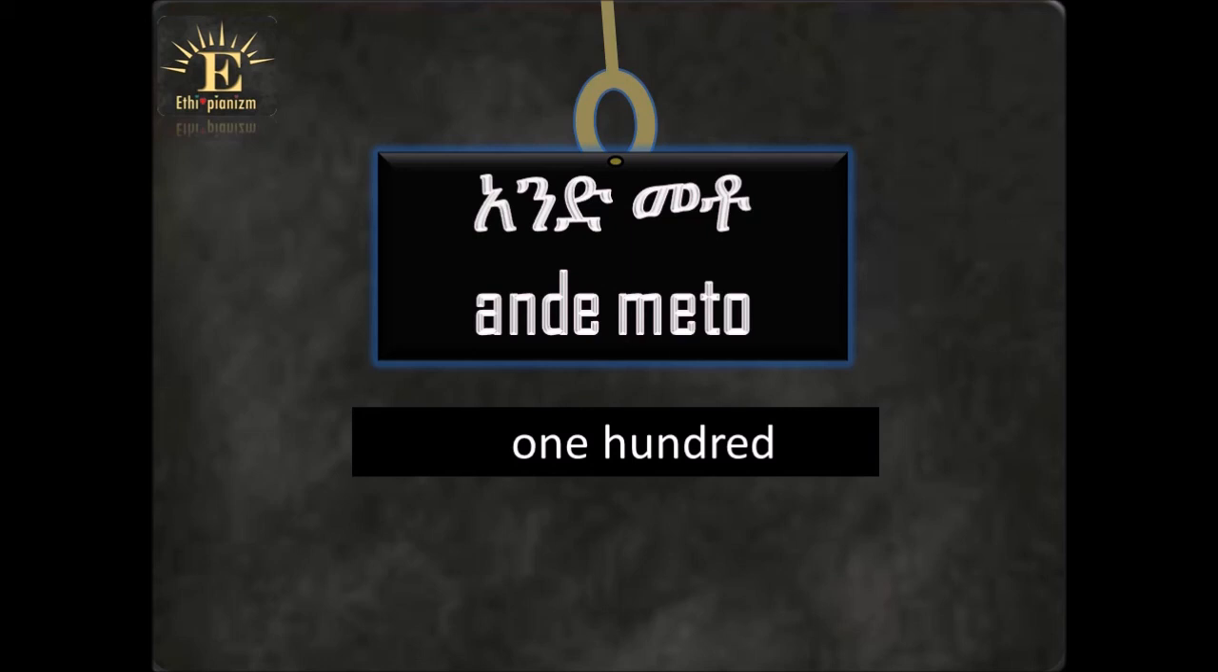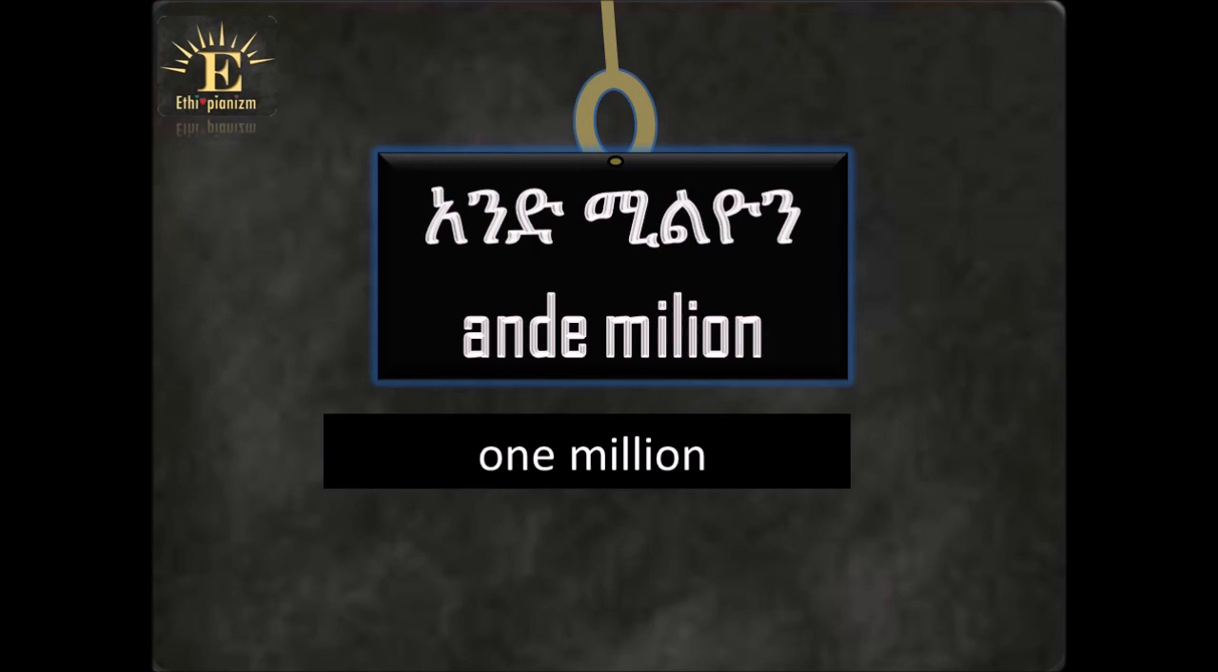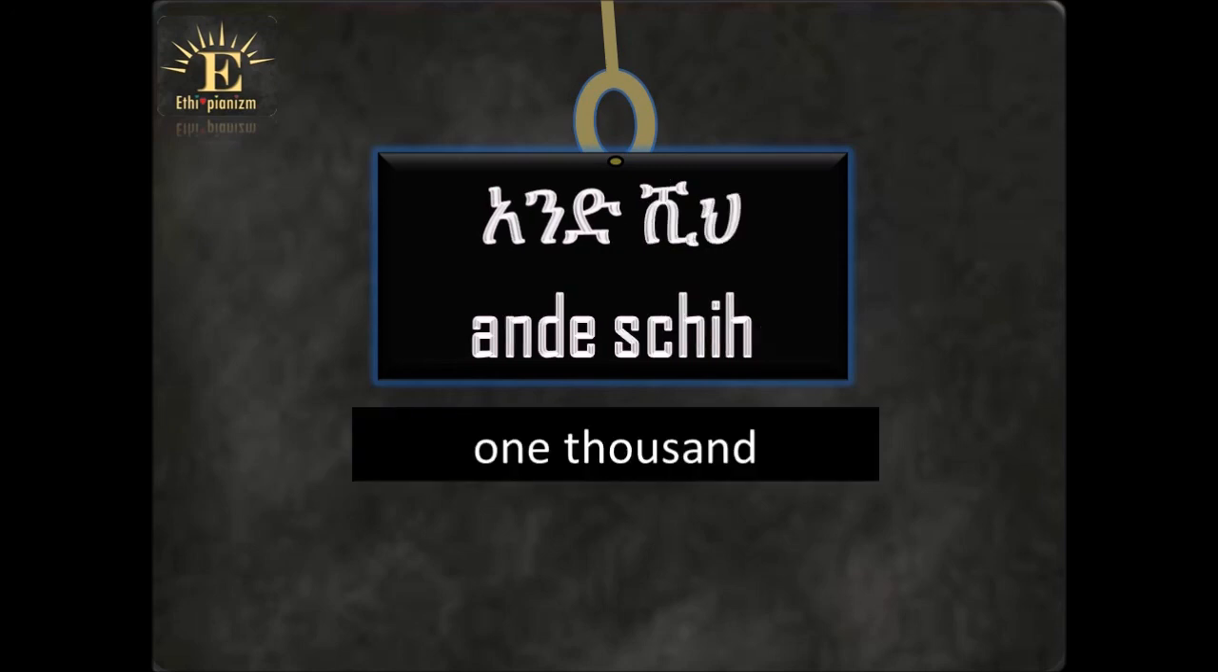And meto is 100. So 100 is meto. And million is 1 million. And shih is 1000.